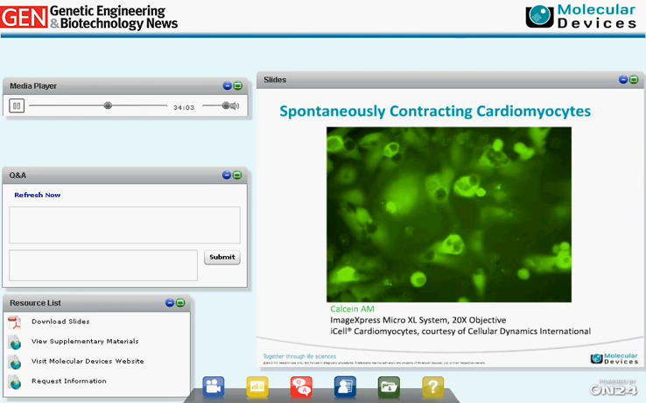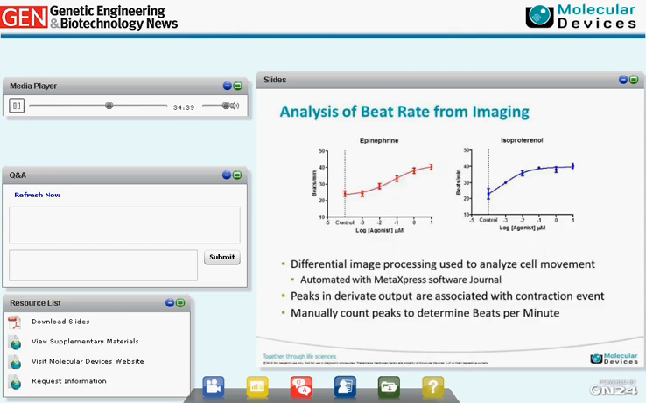So we moved from doing traditional high-content screening, which has some indications of early toxicity, to what we believe is a more sensitive assay. And here we're using spontaneously contracting cardiomyocytes. If you take cardiomyocytes, for example, the iCell cardiomyocytes, you plate them in a 96 or 384 well plate, let them mature for 7 to 10 days, they'll start spontaneously contracting. Here we can visualize those contractions using calcein AM, and you can see the mechanical movement of the cells. And then we can use differential image processing to look for that movement, associating with each peak in the derivative a beat or a contraction event.